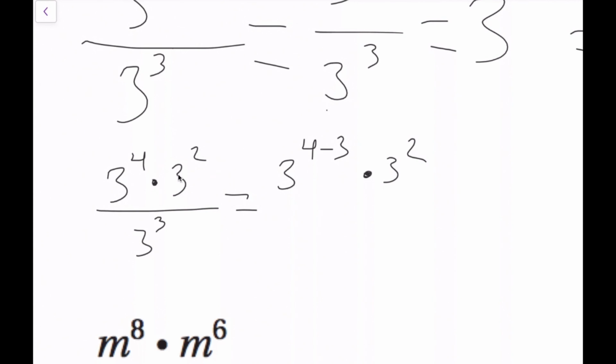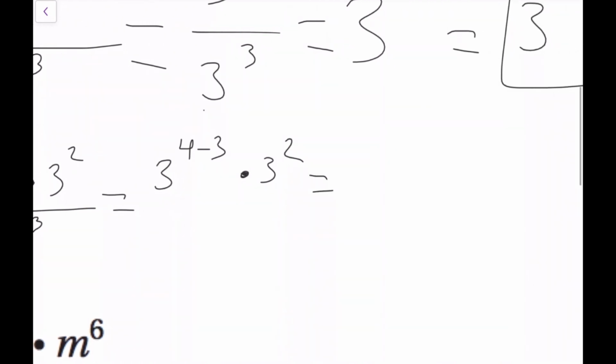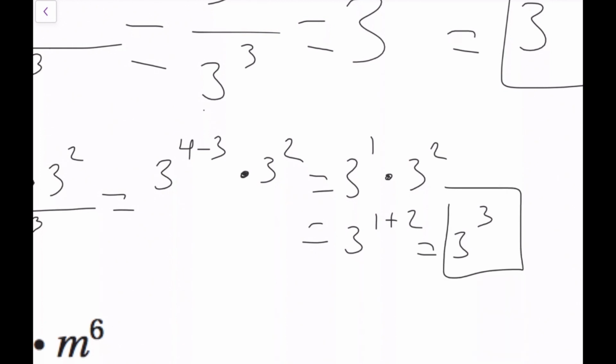I could have done this over here too, but I'm choosing to do 3 to the 4 minus 3 right here. So anyway, I'm going to simplify this. This becomes 3 to the 1 times 3 to the 2. Now you could simplify 3 to the 1 to just 3, but since I still have to multiply by 3 to the 2, it's actually more helpful to keep this 1 here. So this becomes, I'll write this underneath, 3 to the 1 plus 2, which is just 3 to the 3rd power again. So either way will work for this example.